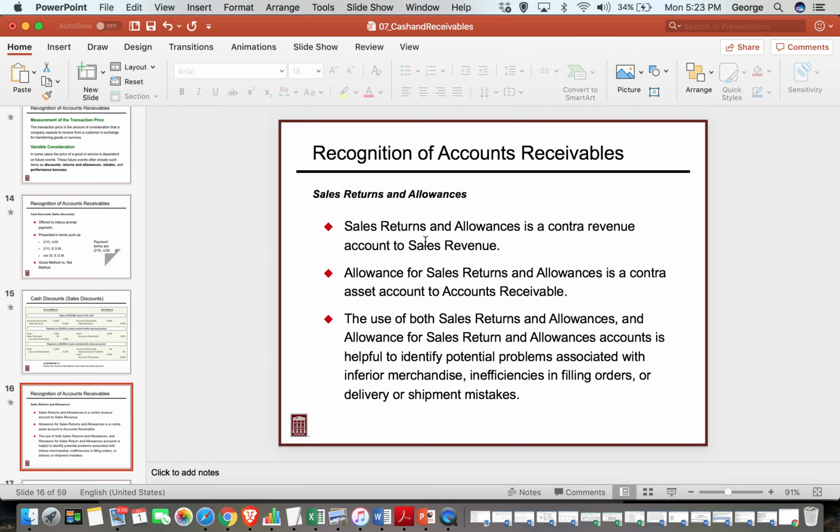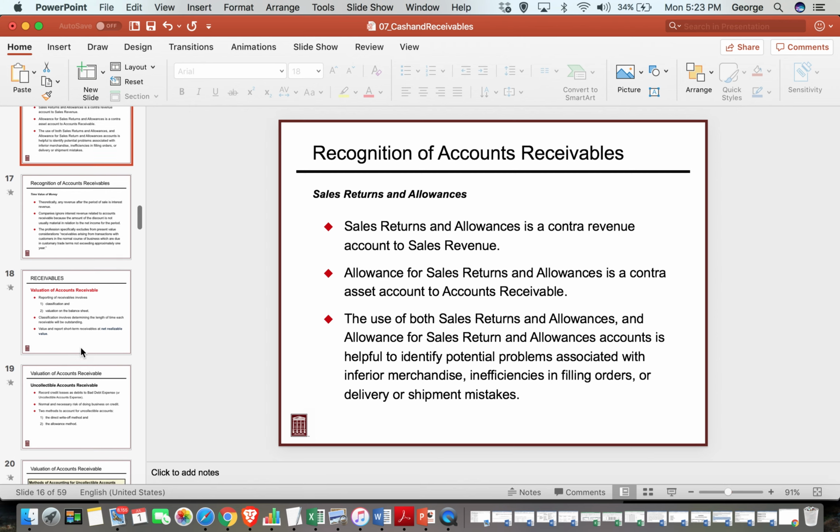All right, so sales returns and allowances is a contra account to sales revenue. The allowance for sales returns and allowances is a contra account to accounts receivable. So the use of these accounts is helpful in finding problems with inferior merchandise, inefficiencies in filling orders or delivery mistakes. So these accounts basically can serve as performance measurement. If these accounts are high, and we have a lot of sales returns, and we have a high allowance for sales returns because we have a lot of sales returns, that's problematic, and we need to find ways to process our product better so we don't have this issue going forward.